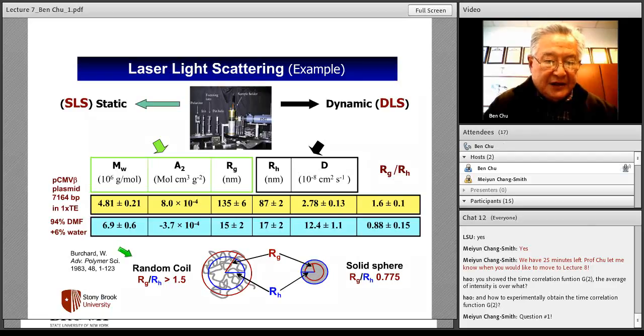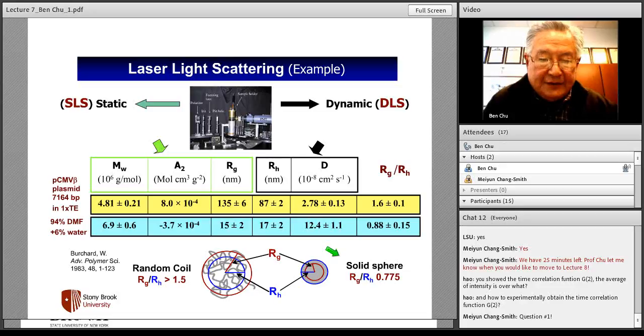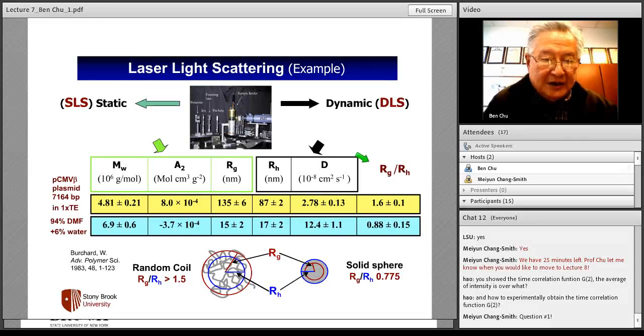Rg over Rh is about 1.5, a little bit greater than 1.5. If you use a solid sphere and calculate out what the radius of gyration is and what the hydrodynamic radius is, that equals 0.775. So therefore, you can see the coil to globule transition by looking at just the ratio Rg over Rh. But you have to do all of this in order to get that.